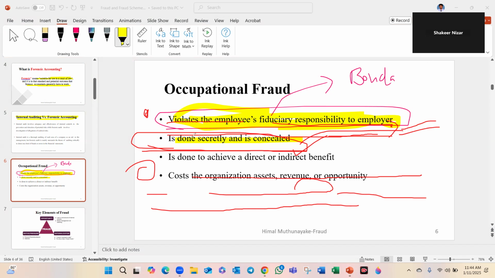It is done secretly and concealed. You are not revealing it to third parties, otherwise you will get caught. You are doing it secretly and concealed. You come to the organization every day and you are not taking any leave even.